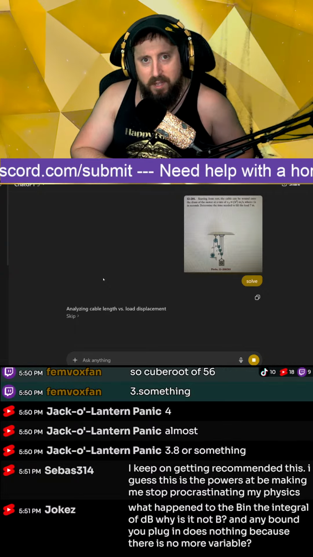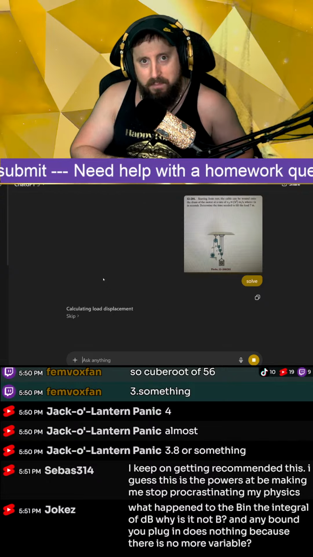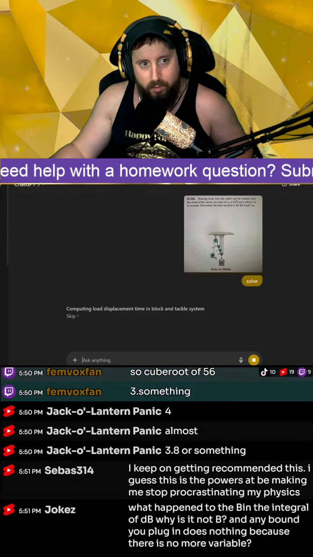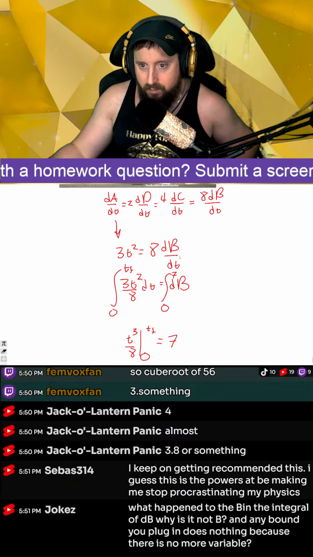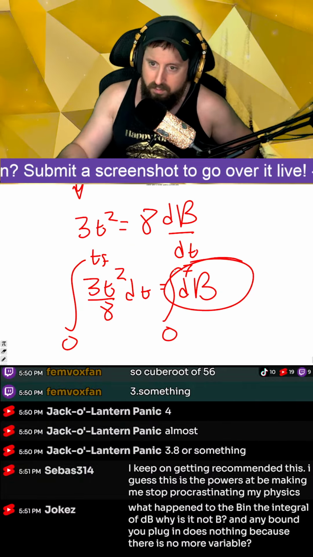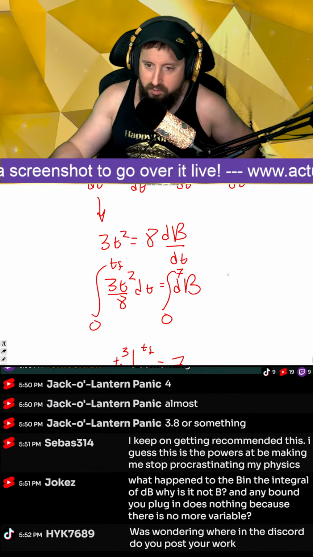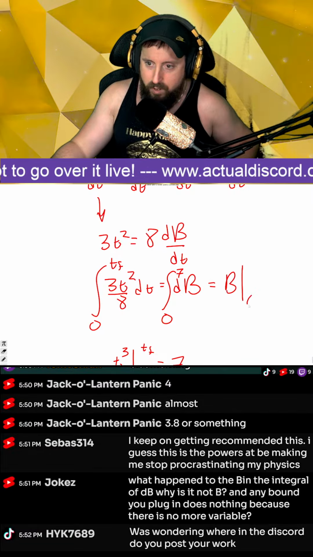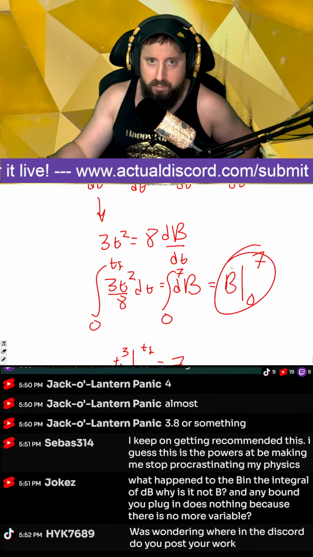What happened to the b in the integral of dB, and why is it not b? Any bound you plug in does nothing because there's no more variable? No, it does. Okay, so what happened here, if I integrate dB, that just becomes b evaluated from 0 to 7. And so that just becomes 7 minus 0.